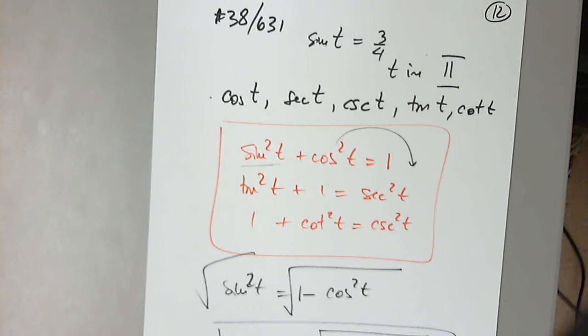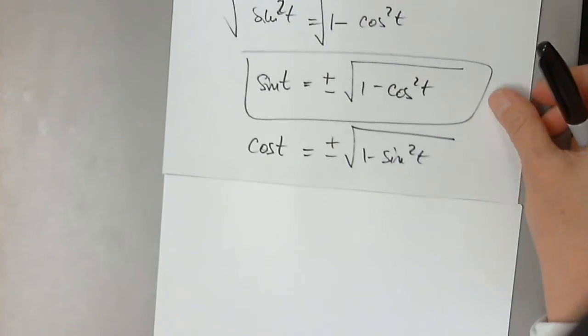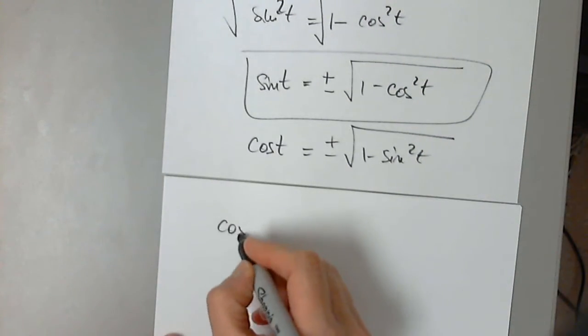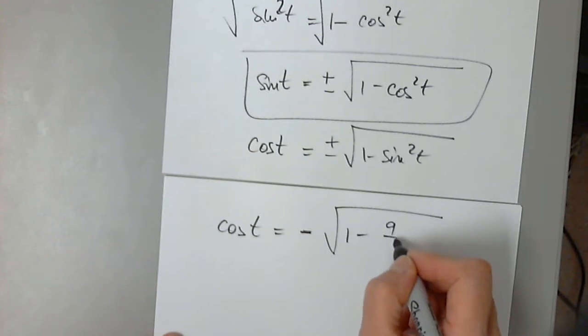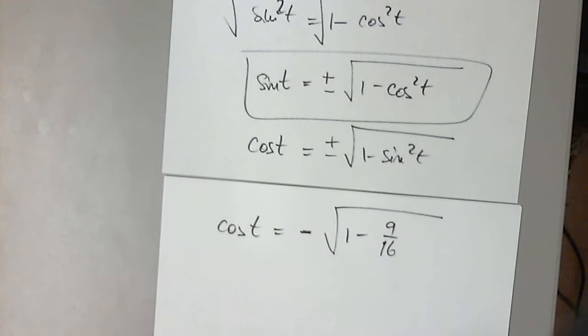I have sine. I know that the angle is in the second quadrant. What will be the sign of cosine then in the second quadrant? Negative. Awesome. So then I can write immediately cosine t equals the opposite, or negative, the square root of 1 minus 9/16.